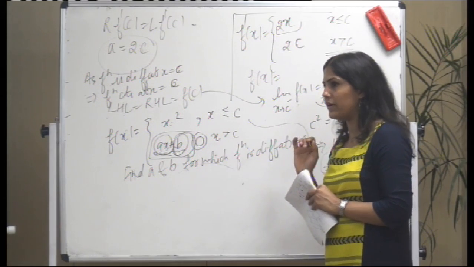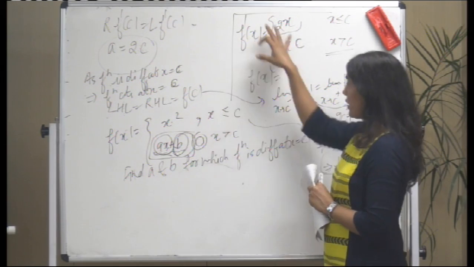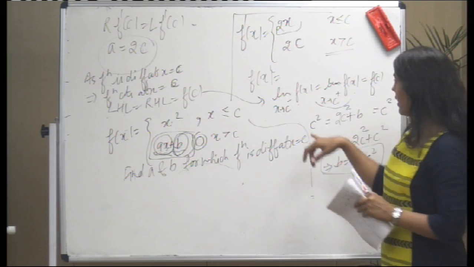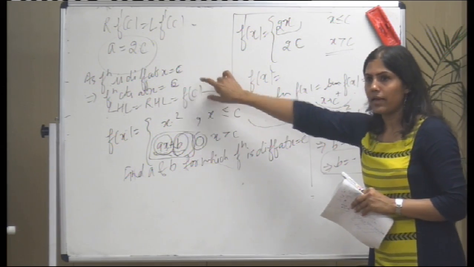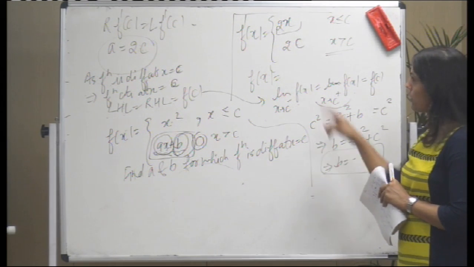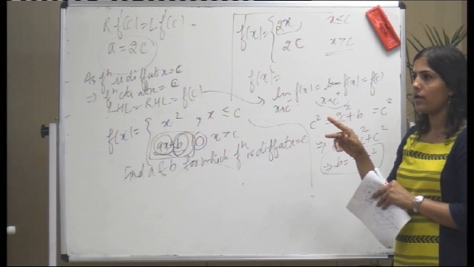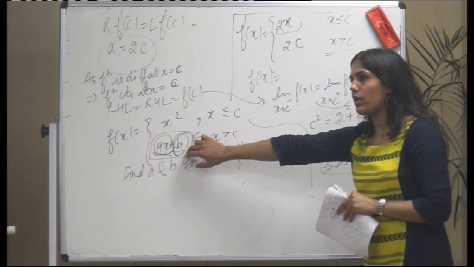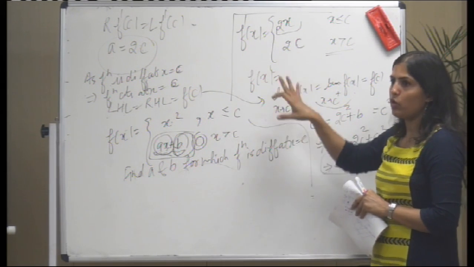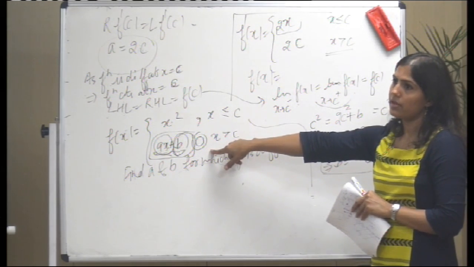Differentiability implies continuity, so I used the continuity fact and I got the value. She said b is 0, and the function seemed differentiable, but continuity was breaking. I used the continuity part and got this value, so only these values will satisfy. If you take a as 2c and b as minus c square, then only your function will be both continuous and differentiable. But if you take any other value here, it seems differentiable, but it is not. I hope you will take care of this because continuity is breaking in that case.